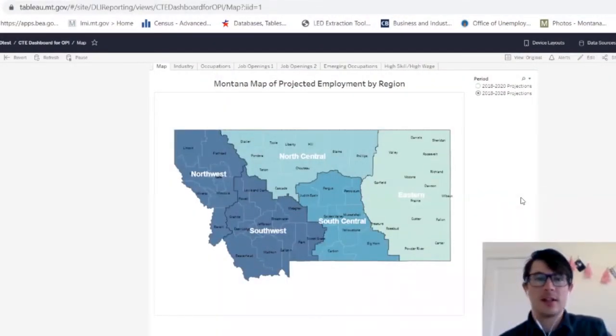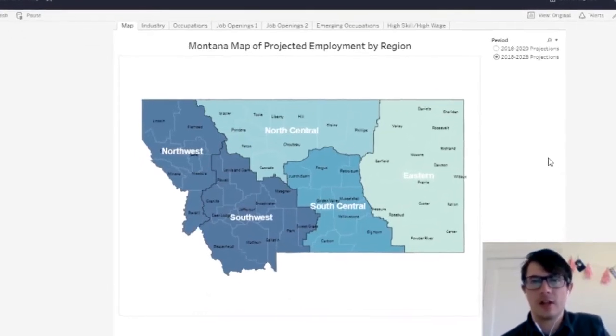The first page of the dashboard is a map of Montana and projected employment by region. This is just to give you a broad overview of how we expect employment to change in Montana over the time period. Throughout the dashboard, we have two sets of projections, a 2-year projection and a 10-year projection. And these are the most recent projections currently available.